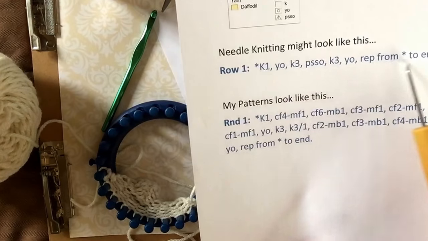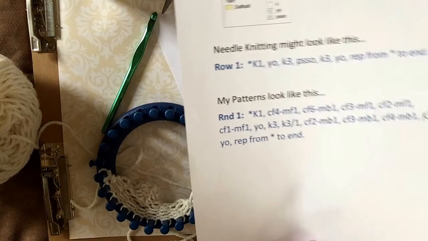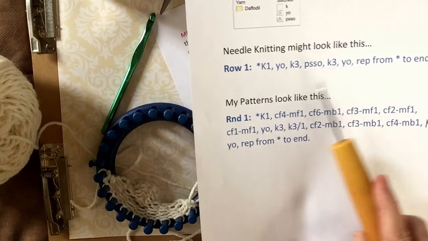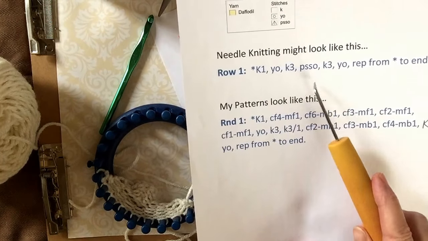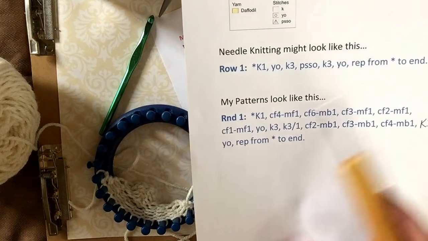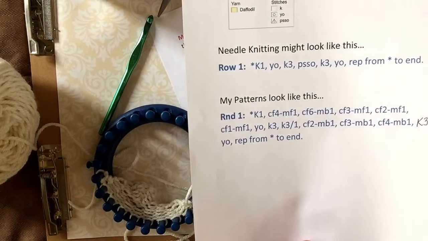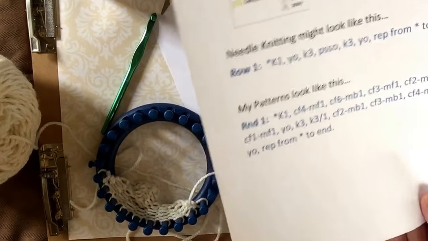This is what it would look like in needle knitting. It'd be pretty short and concise, because they have a couple things in their favor when it comes to knitting. They can push their stitches, slide them one way or the other and just do an increase. This is where loom knitting really diverts away from needle knitting. We can't do that.